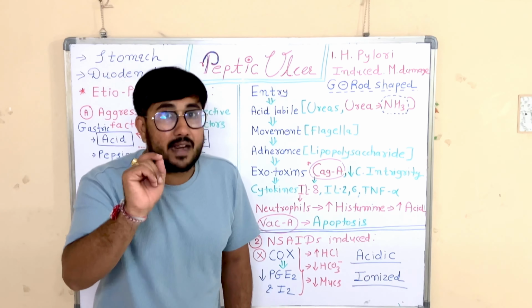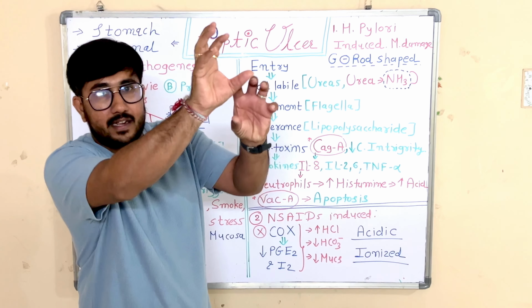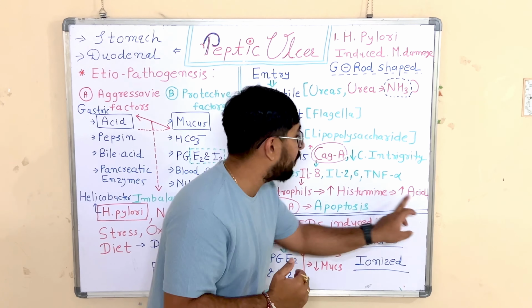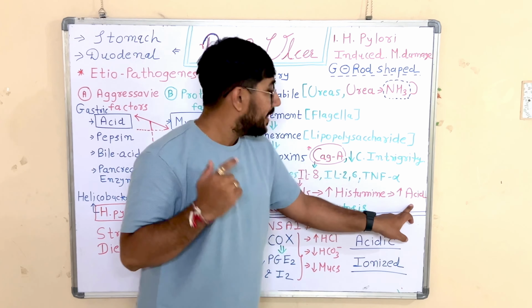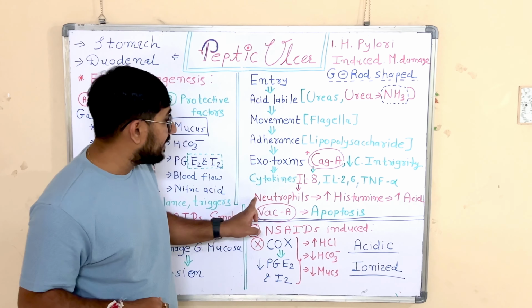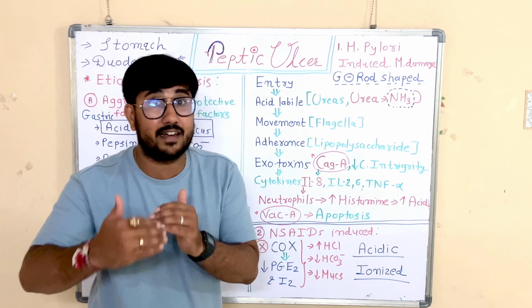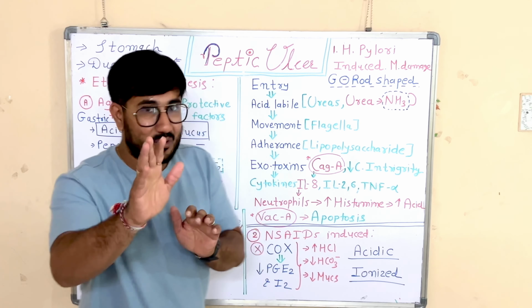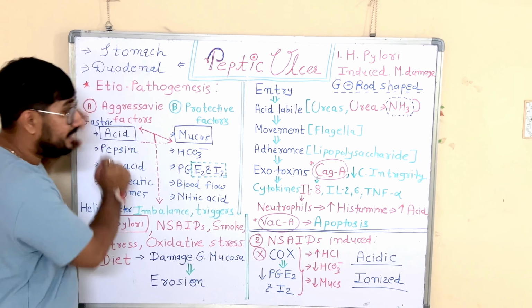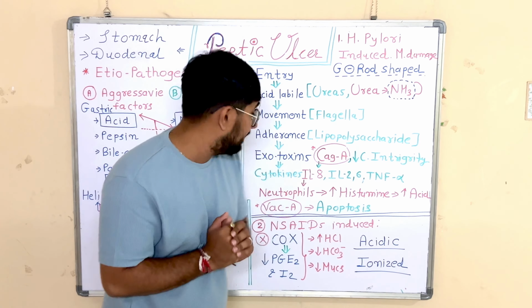Histamine attaches with the parietal cells, and the parietal cell has the H2 receptor. So the H2 receptor grabs the histamine and is further responsible for the release of gastric acid. So here what happens exactly? With the help of CAG-A, there is a release of interleukin 8, neutrophils, further histamine, and ultimately the gastric acid release keeps increasing. So you can correlate with that. Aggressive factors are getting increased, right? And that is why more chances for damage and more chances for erosion, right?